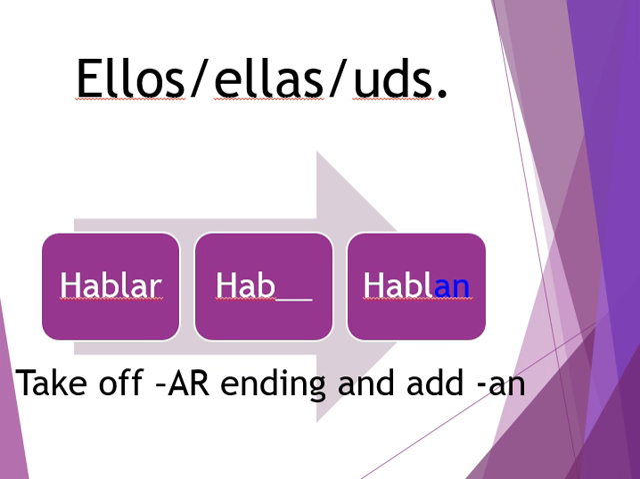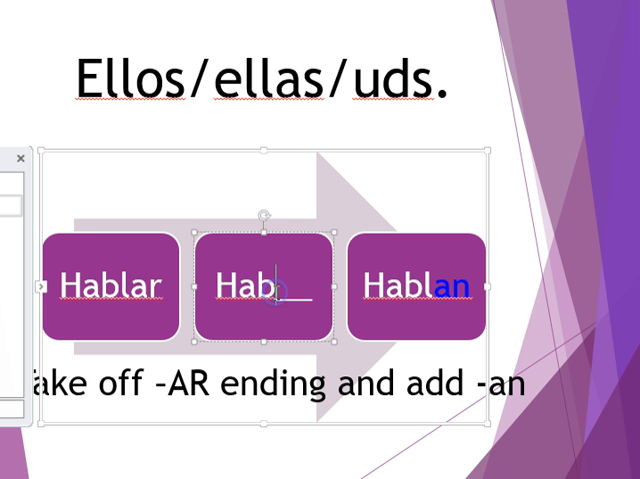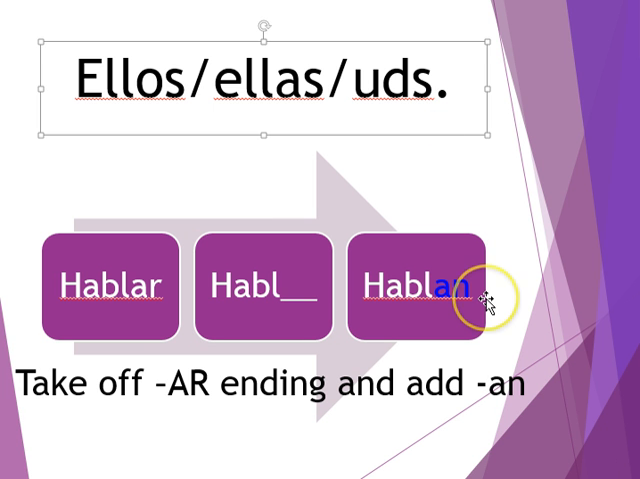Last, I have ellos, ellas, and ustedes. I'm going to take off the AR. My stem would be HABL. Sorry about that. And then I'm going to add AN. And then I'm left with ellos hablan, ellas hablan, and ustedes hablan. They speak, you all speak.